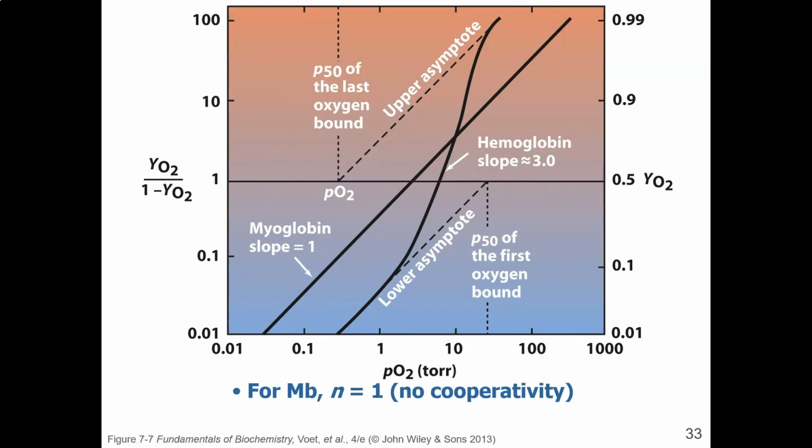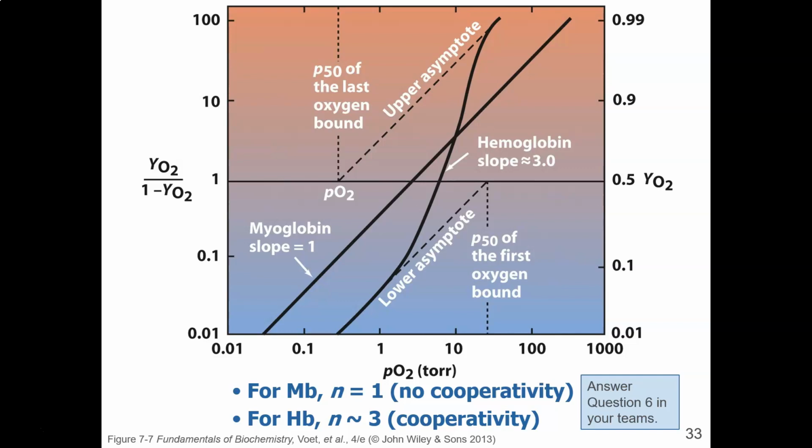So for myoglobin, n is equal to 1. You get a hyperbola. There's no cooperativity. There's no one to cooperate with. You only have one chain. But for hemoglobin, n is about equal to 3, depending on some physiological circumstances, and that means you have cooperativity.